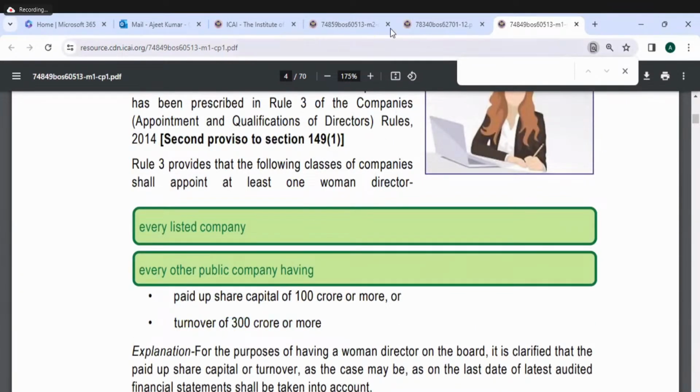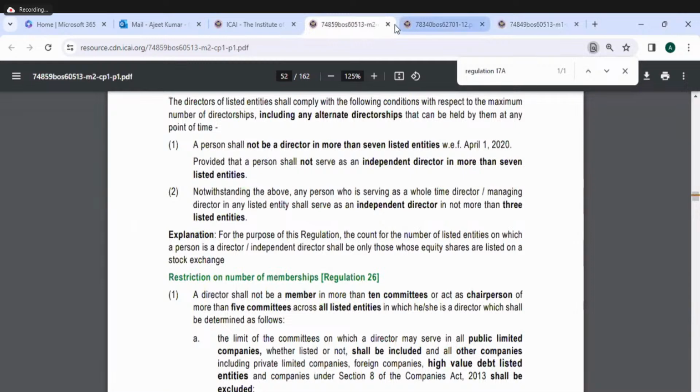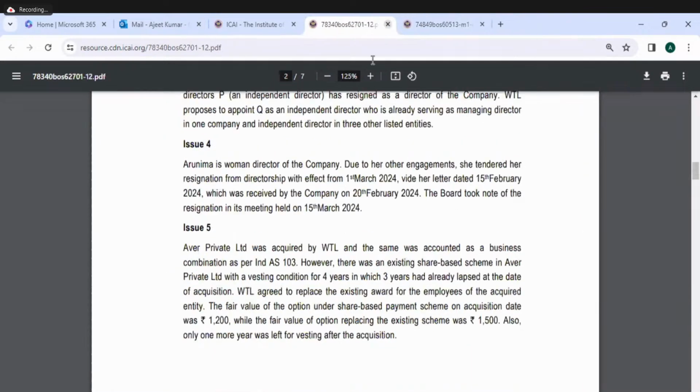Now the issue is, in our question, this woman director, that is Arunima, has resigned from her directorship. Why were we reading till now whether there is a need to have a woman director? The specific reason was that if it is not mandatory for my company to appoint a woman director, but I have appointed one, and if she has left the company, what then?